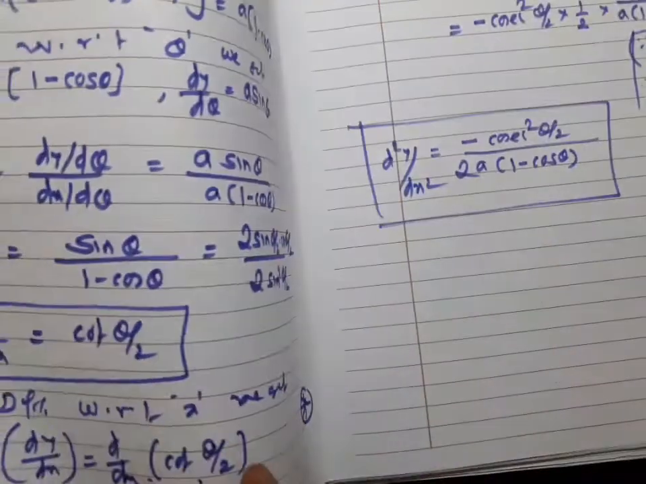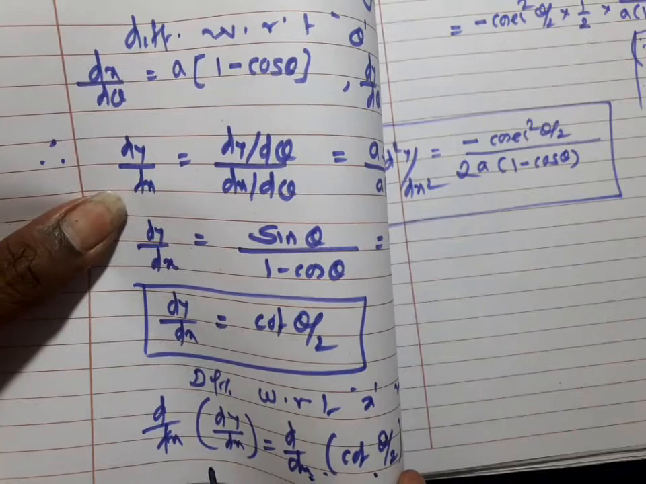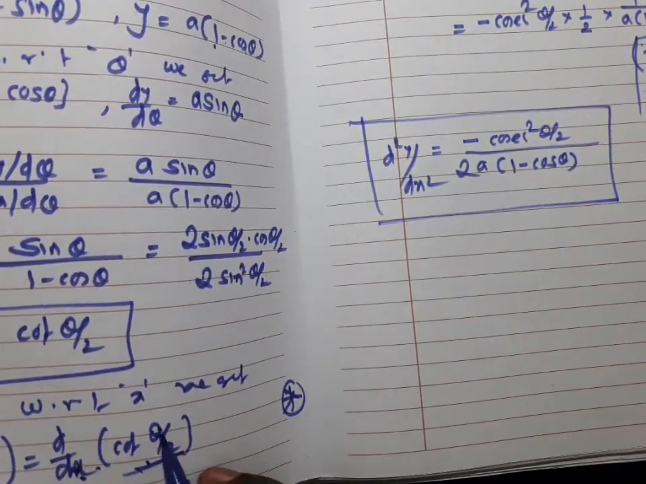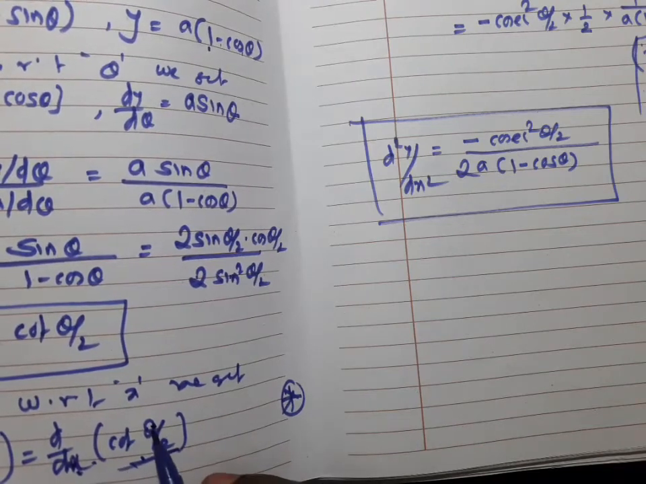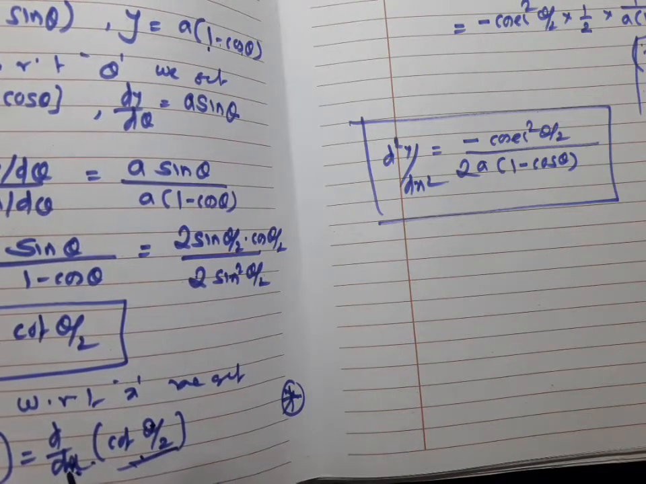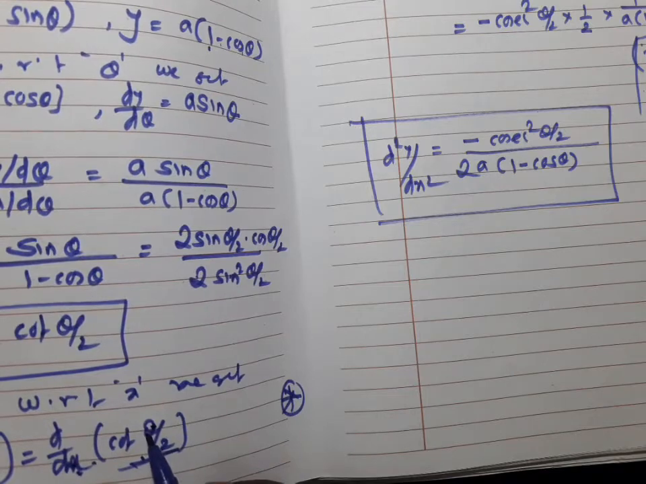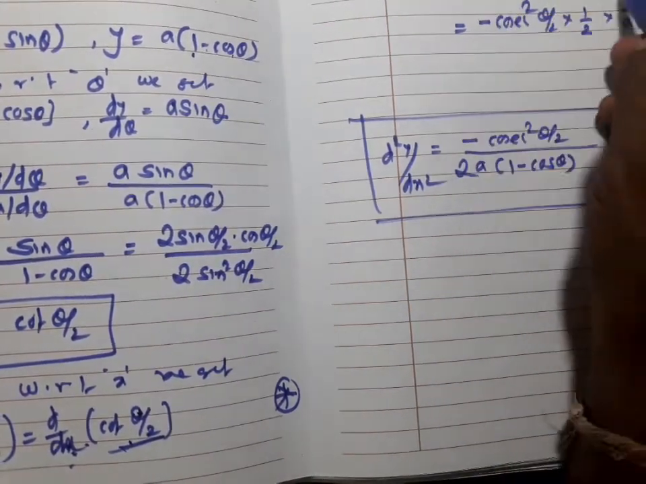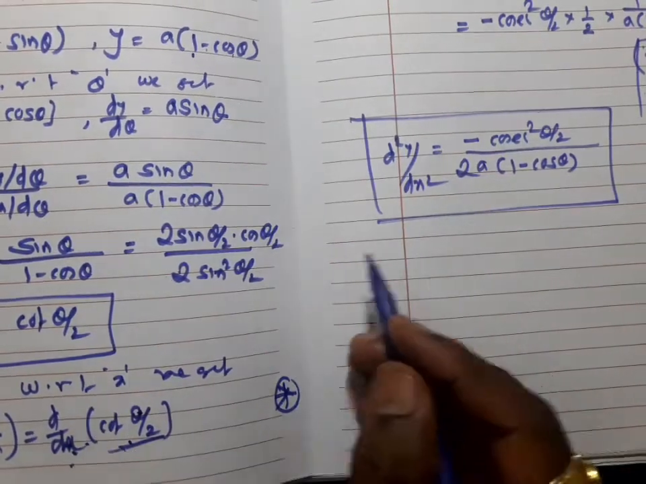d by dx of dy by dx, d by dx of cot. It is x and this is theta. So we cannot differentiate theta with respect to x. So that's why the independent variable theta can be differentiated with theta itself. So that's why I changed this. Okay.